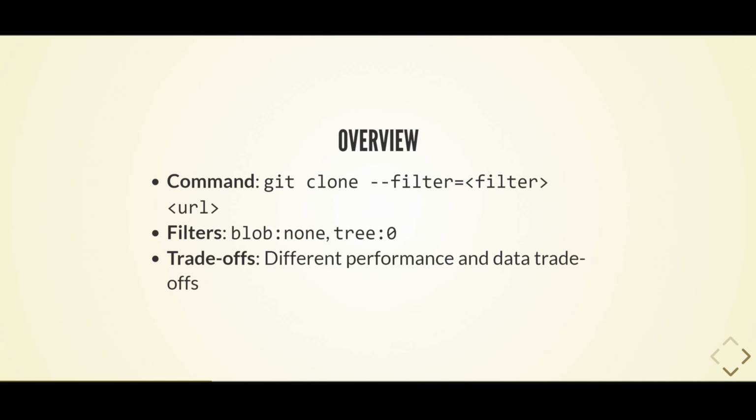Partial clones allow you to selectively download parts of a repository using specific filters. We'll explain the command syntax and the trade-offs involved in using partial clones.